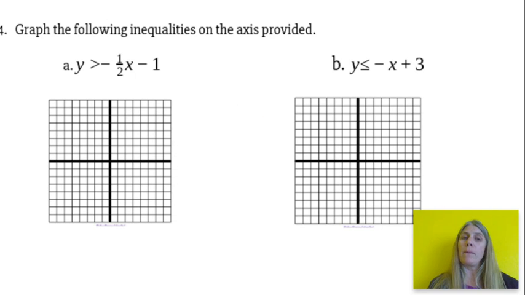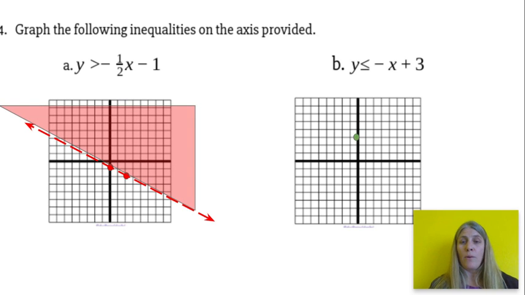Moving on to problem number 4, you're going to graph the following inequalities on the line. So looking at A, we're going to do our first point by graphing our y-intercept, which is -1. We're then going to move our slope, which is down 1 and 2 to the right. We now take a look and we see that it is a greater than sign, and greater than means that it's going to be a dashed line going through those, and greater than means that it's going to be shaded above.